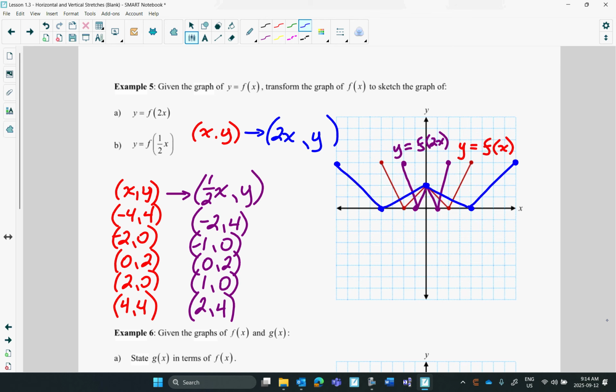So notice the bigger the number inside the function in front of the x, the narrower the stretch. It's the opposite of what's happening. Okay, so this is y equals f of 1/2 x. What were the invariant points for both functions? It's actually the same for both functions. 0, 2. That one never changed.